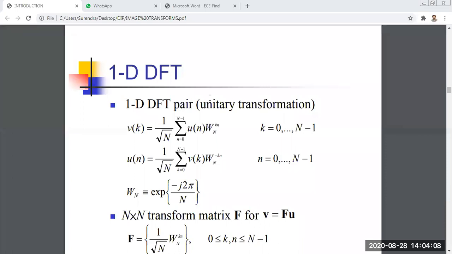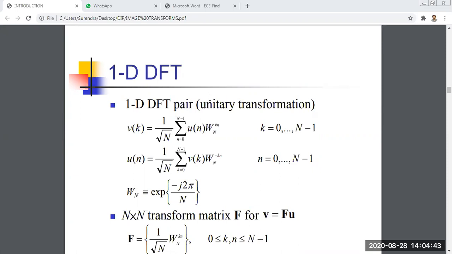So far, we have covered half of the syllabus of our first unit. There are 7 topics: history, applications, fundamental steps, components, basic relationships, and the mathematical tools we have used in digital image processing. Up to that we have covered half of the syllabus, and today we have to start the second part.